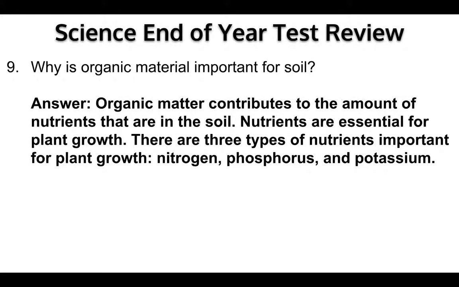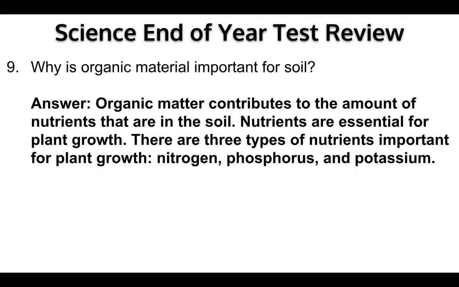Why is organic material important for soil? Organic matter contributes to the amount of nutrients that are in soil. Nutrients are essential for plant growth. There are three types of nutrients important for plant growth: nitrogen, phosphorus, and potassium, okay? So organic matter contributes to nutrients.